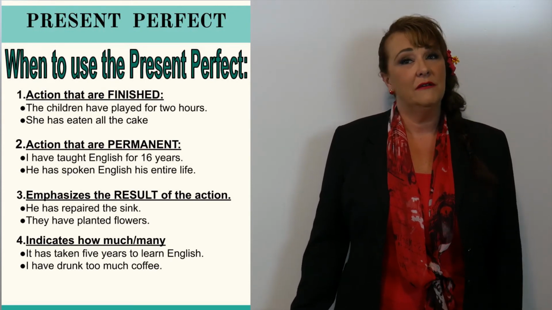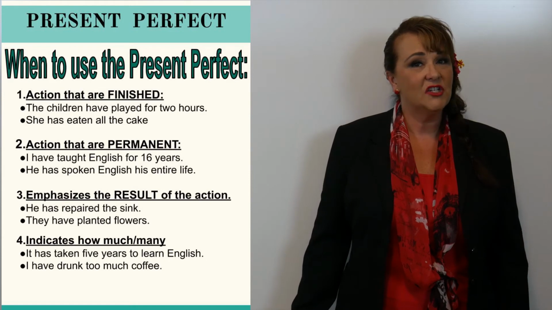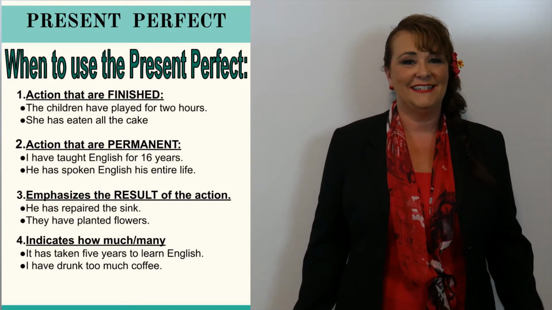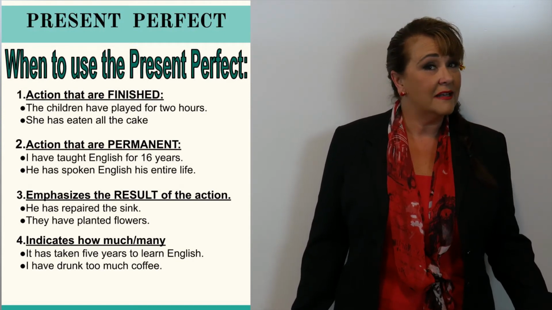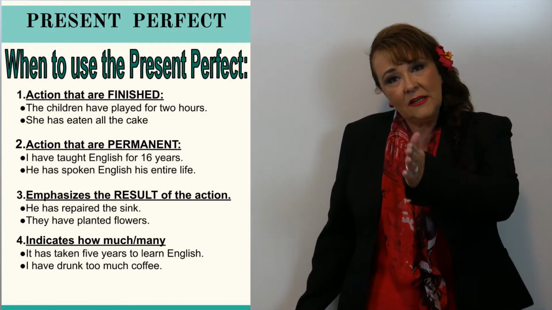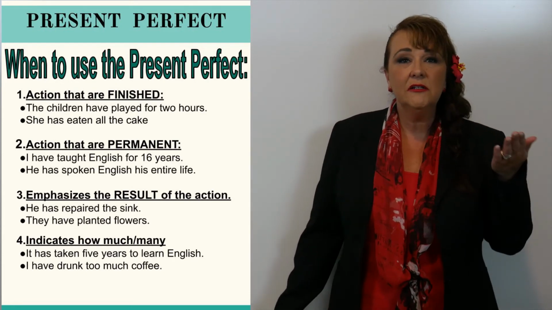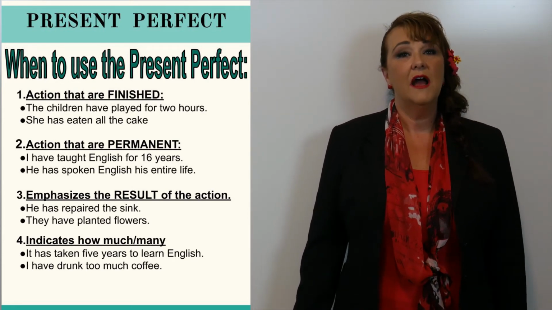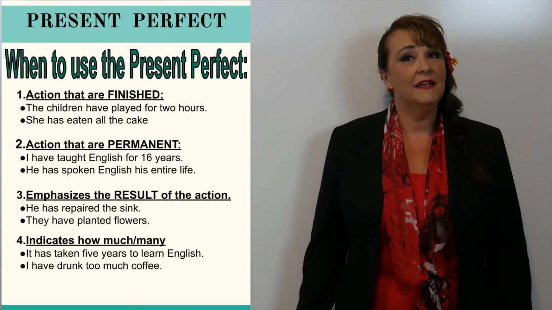Later, we're going to look at how this is different in the present continuous. We also use the present perfect to talk about actions that are permanent. These actions happen in the past, but they continue to happen now. Let's look at these examples. I have taught English for 16 years.